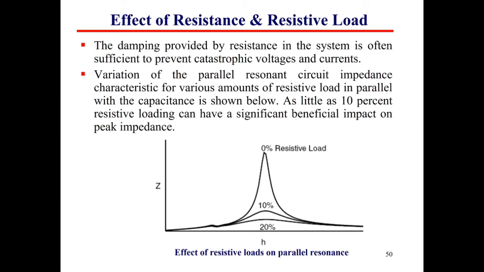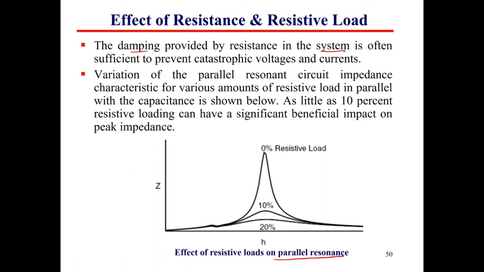What is the effect of the system resistance, and also of the load resistance, on the parallel resonance? Well, the resistance will damp the system. It will damp the response, and because it damps the response, it will prevent catastrophic voltage and current. So because we have small resistance, that can really damp the system resonance.